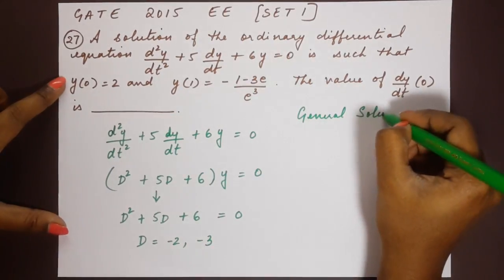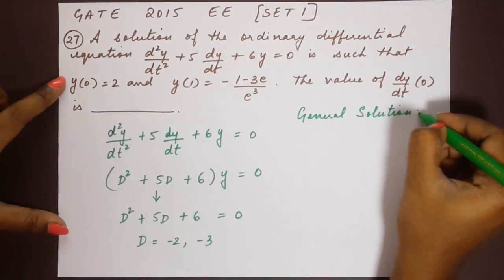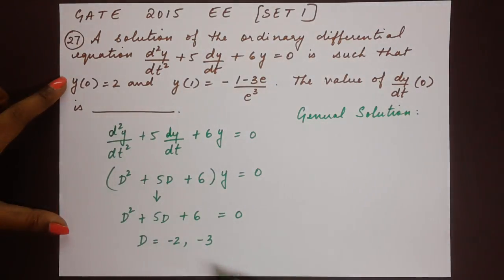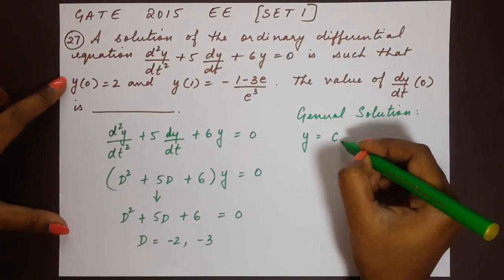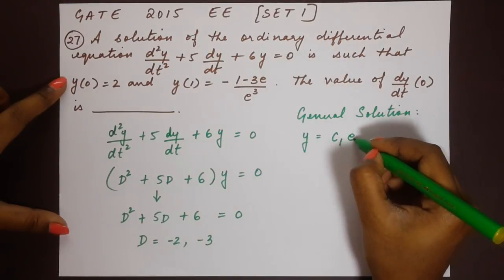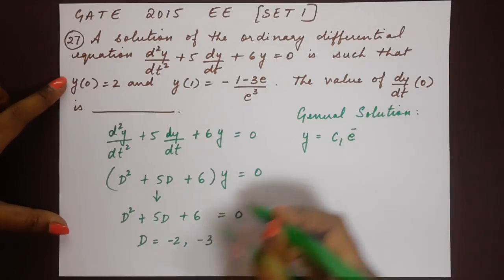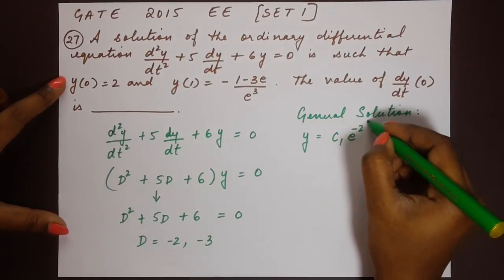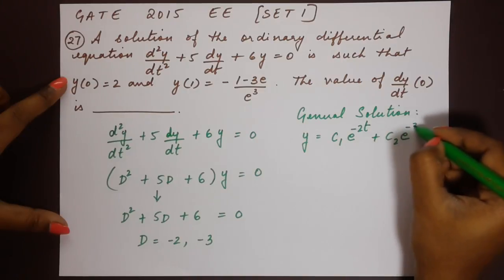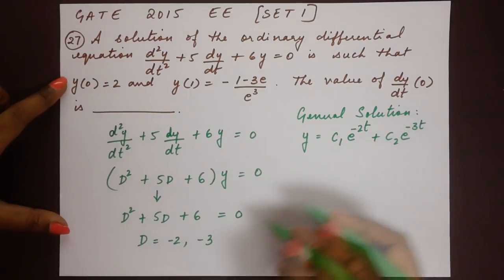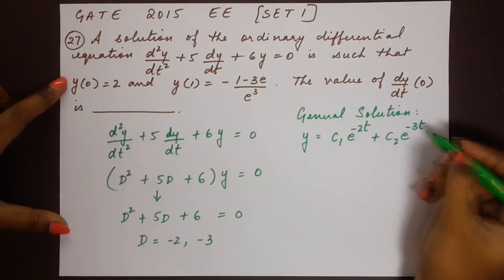The general solution, when the values of d are real and different, they are not the same. So the equation is in the form of y is equal to c1 e power minus 2t, that's our first root, plus c2 e power minus 3t. That's our second root here.